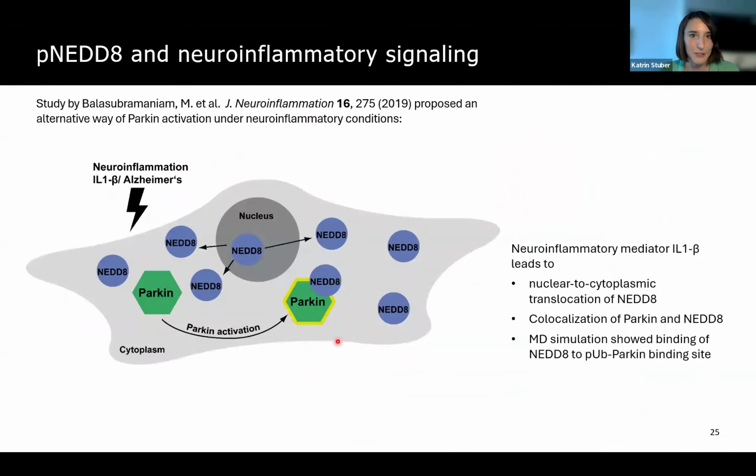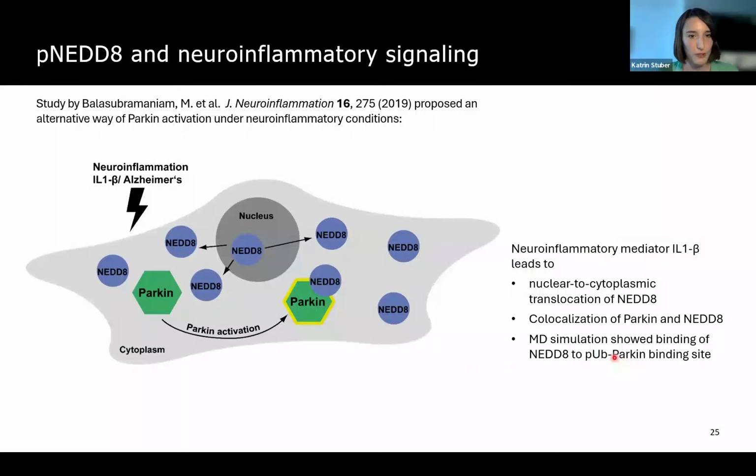And closing the loop now, there was a really interesting study published where they looked at the interplay of NEDD8 and Parkin in the context of neuroinflammation. And they saw that under neuroinflammatory conditions where interleukin-1 beta is secreted, NEDD8 is translocated from the nucleus to the cytoplasm. And they also found that Parkin and NEDD8 co-localize. And then they did MD simulations and saw that NEDD8 could potentially bind to this known phosphoubiquitin Parkin binding site.